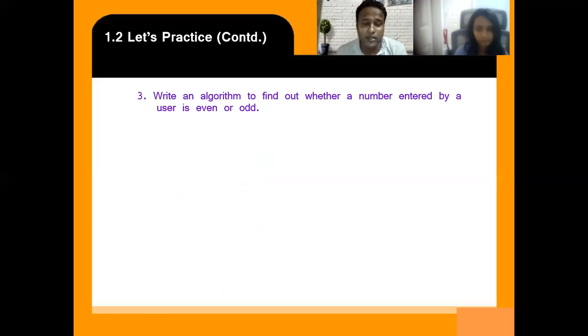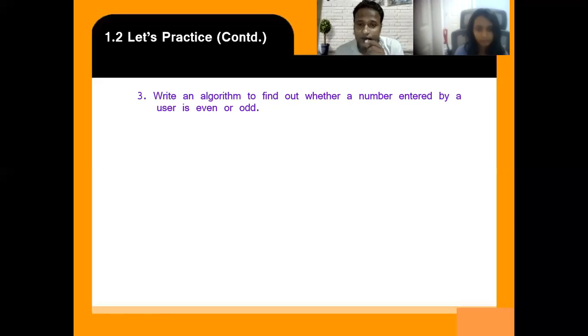So what is an even number? An even number is a number that is divisible by 2. Then how do you perform the test? How to write the algorithm? You have to write the algorithm to find out whether a number is even. You have to do it with an if.